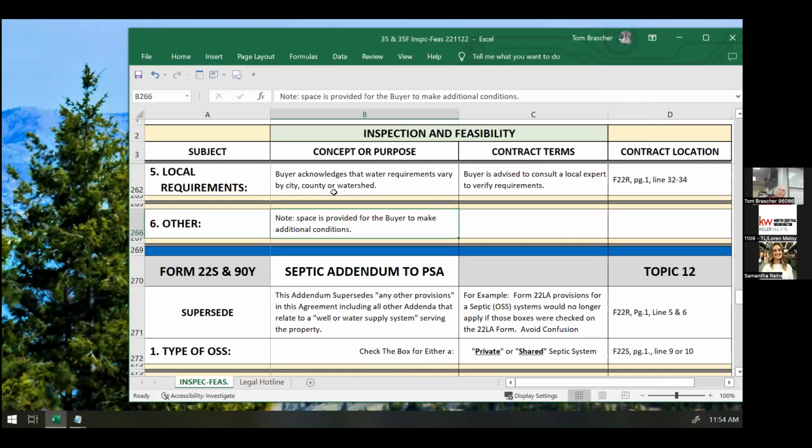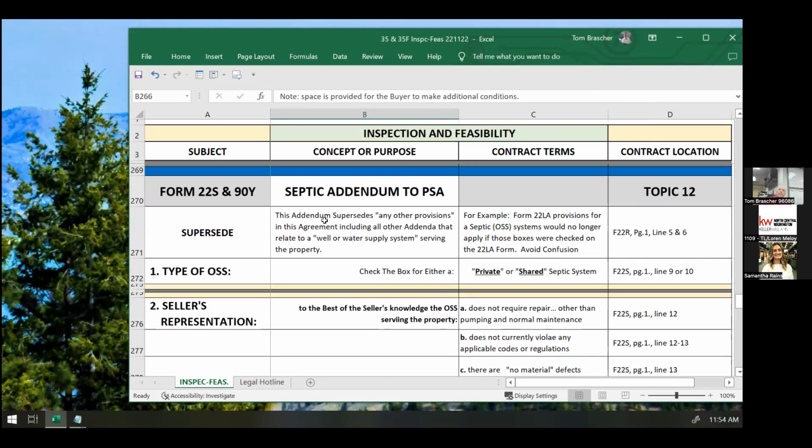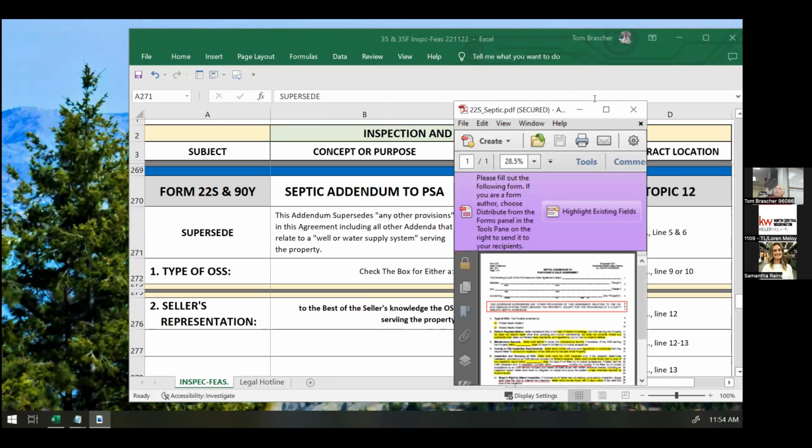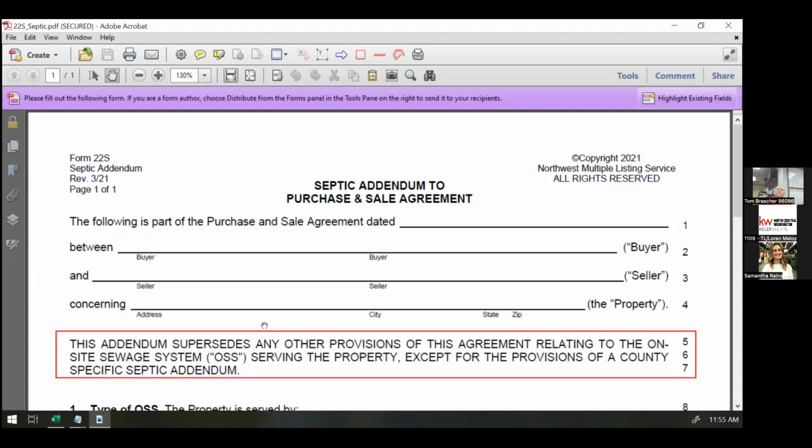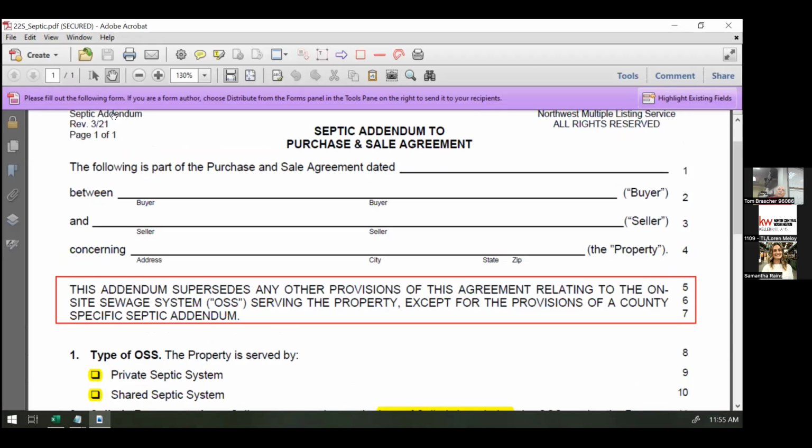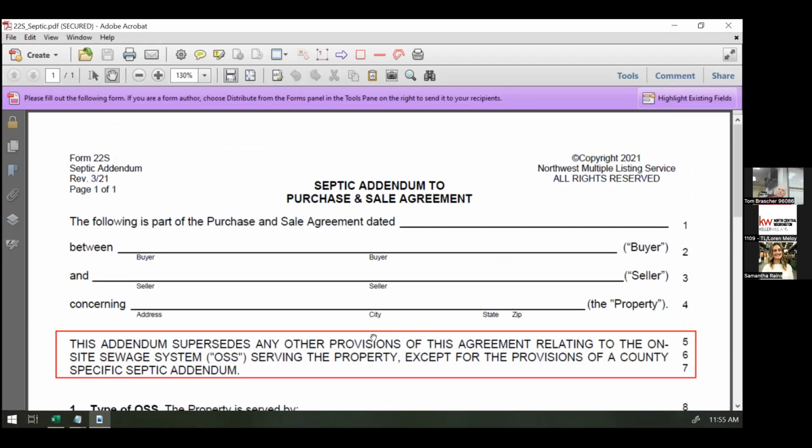The other one I want, which is kind of similar in layout, is 22S in septic. The same disclaimer is given in this form that was given in the well addendum. We'll pull that up real quick just to reference it. Very first thing in the form, this is the form, where is it, 22S septic.